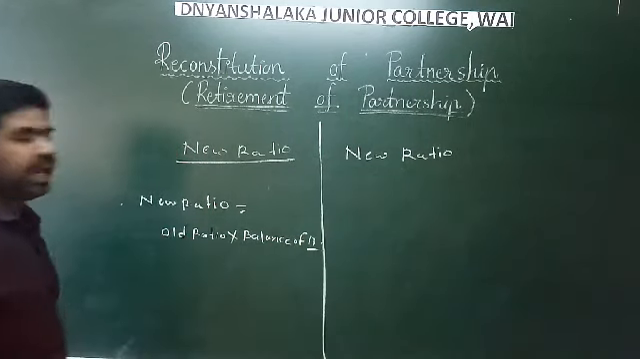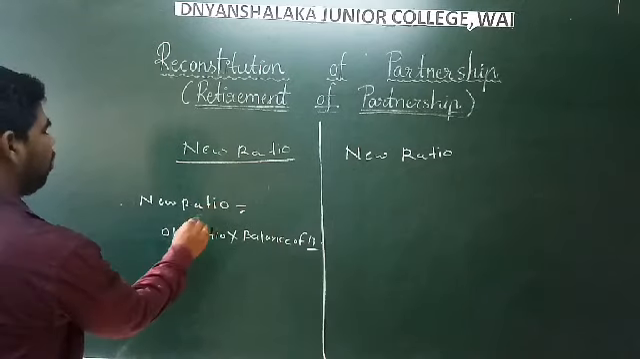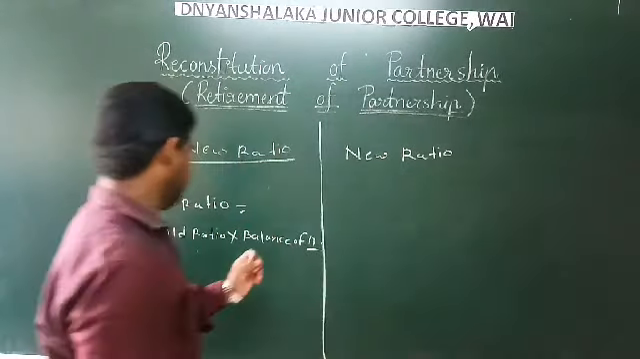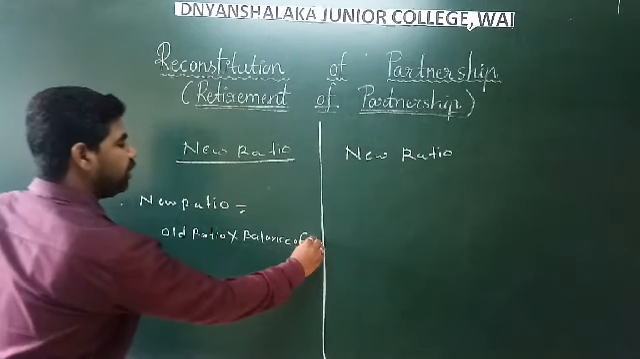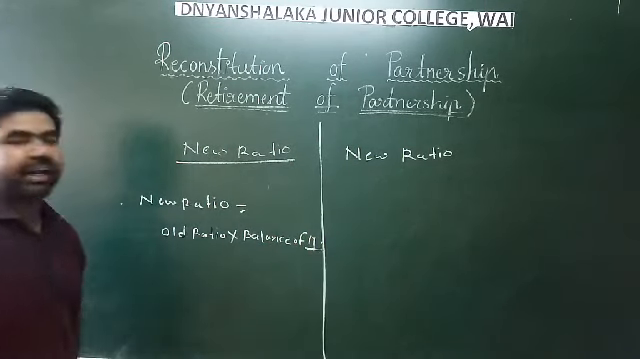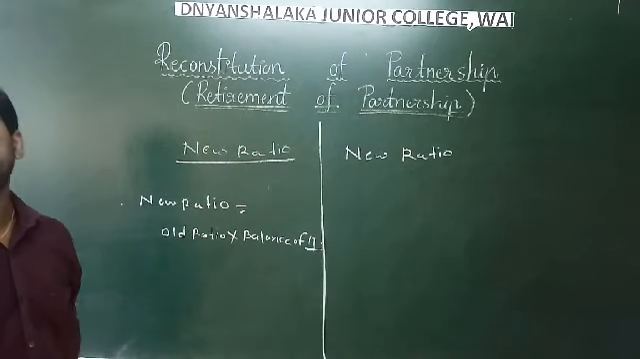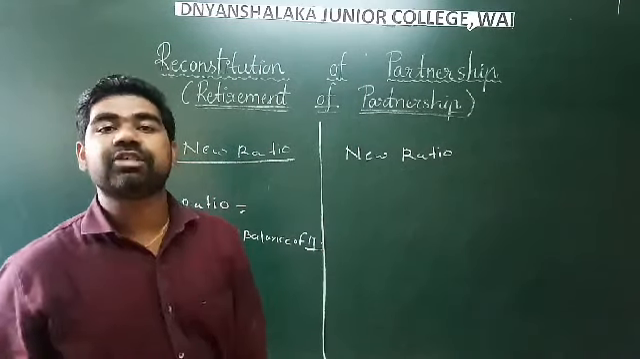Okay, how can we calculate the new ratio in the topic of admission? We have to apply this formula. What is the formula? New ratio is equal to old ratio into balance of 1. We have to use that formula. Then only we can calculate the new ratio in the case of admission.